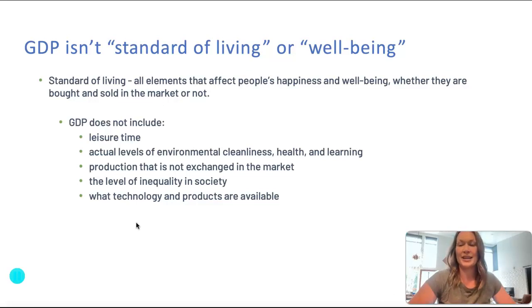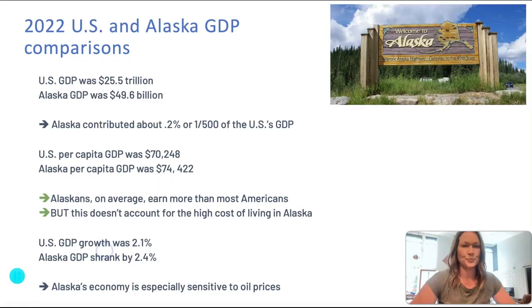It doesn't reflect anything about the level of inequality happening in a society. There's another metric called the Gini coefficient that does give us an indication of inequality, but GDP itself doesn't really tell us anything about that. It doesn't tell you anything about the technology or products that are available. So what are those goods and services that people are actually buying? What's the quality of them? We have no indication of that at all. So that's why I say GDP is the most common measure, but also a crude measure.